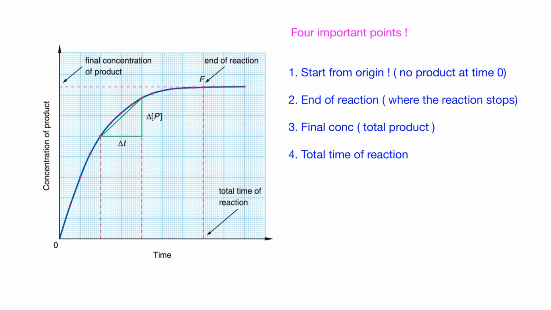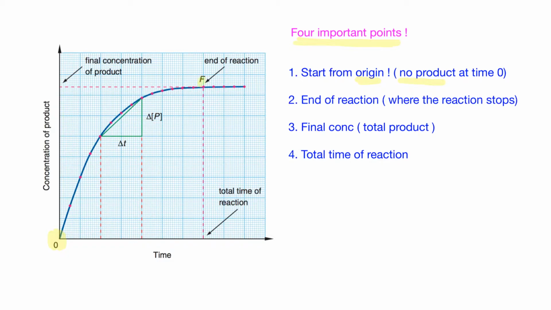For the concentration-time graph, you have four important points to pay attention to. I'm going to highlight them in the graph. The first one: in a product-time graph, the concentration-time graph will start at zero, at the origin, because at time equals zero, there is no product at all. Therefore, it must touch zero.